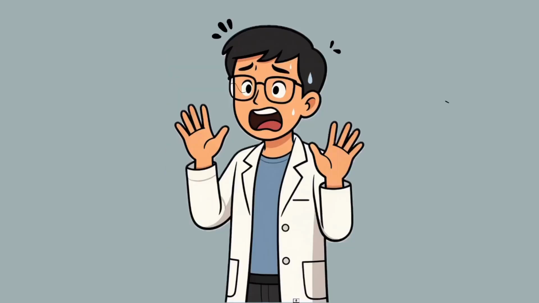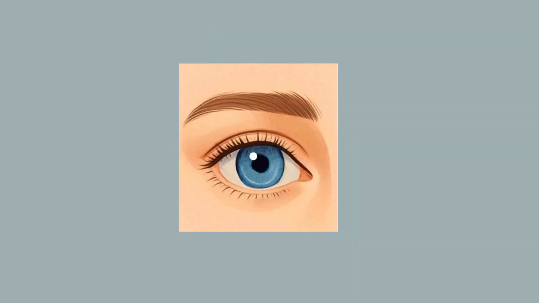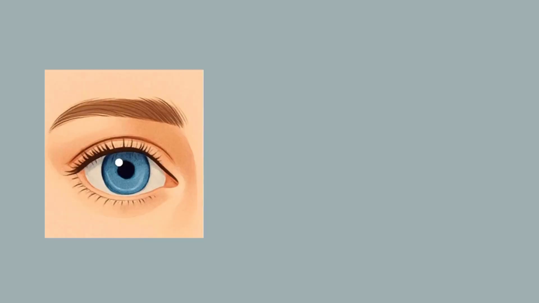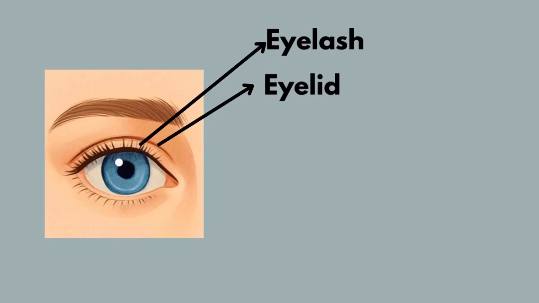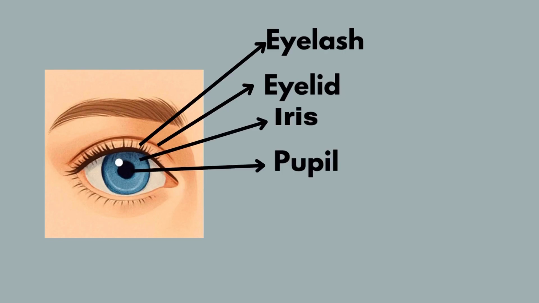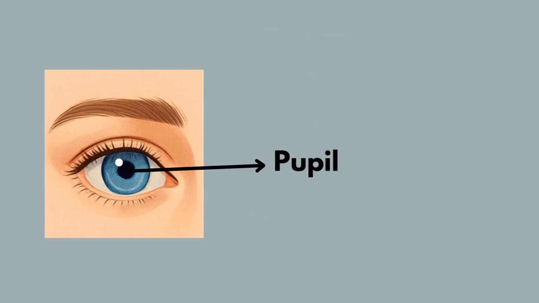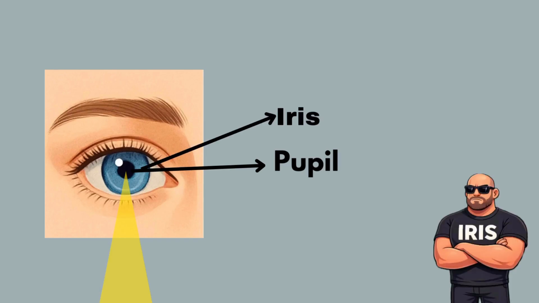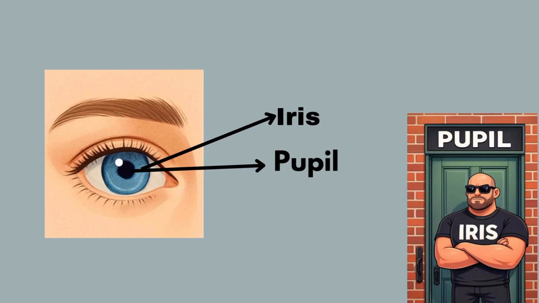If you've ever felt something in your eye and blinked 50 times in panic, that's your eyelid doing elite level work. From the front, the eye includes the eyelid, the eyelashes, the iris, the pupil, and the sclera. The pupil is the entrance for light, and the iris controls it. Think of the iris as the bouncer and the pupil as the front door.